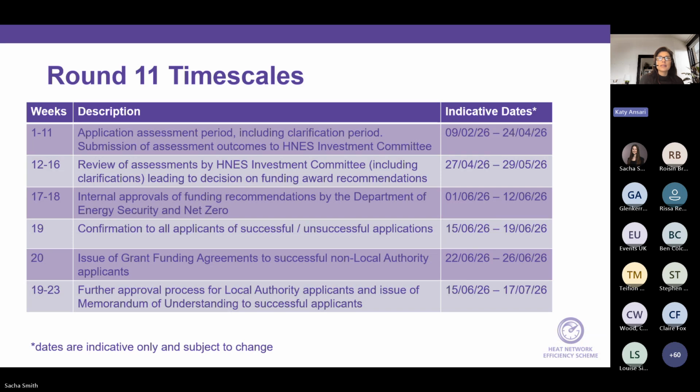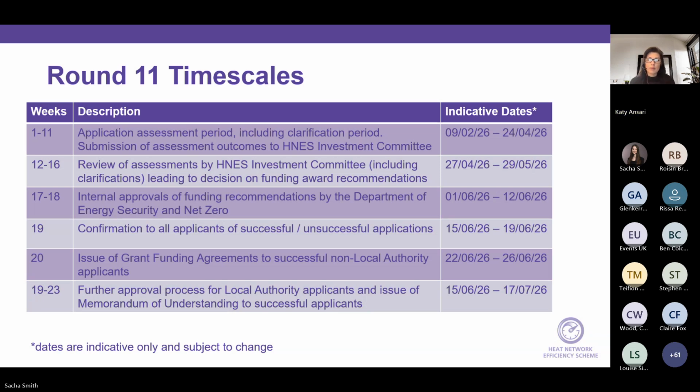Week 19 is the confirmation to all applicants of successful and unsuccessful applications. Again, we do aim for the 15th of June to the 19th of June, but depending on the assessment process, dates can change. They're only indicative. Week 20 is the issue of the grant funding agreements to successful non-local authority applicants. We do give a 2-week period for these to be read and signed, so please keep that in mind.